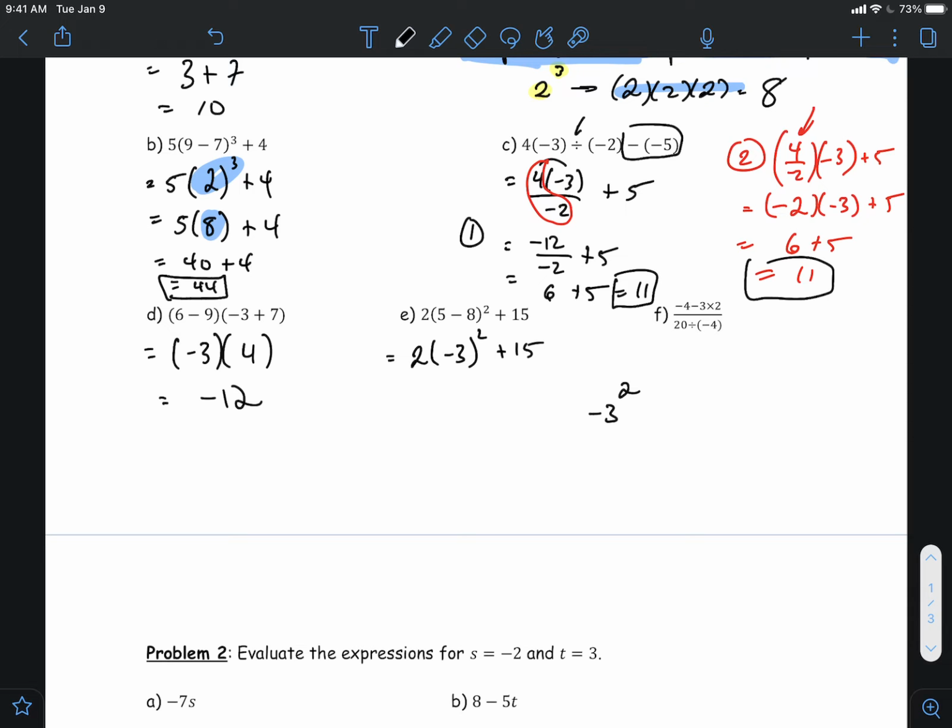This is a classic error. That's actually not wrong in its current state. Can you tell me why that's not wrong in its present state? Yes? Because you multiply 3 by 3, and then you would just have a negative.